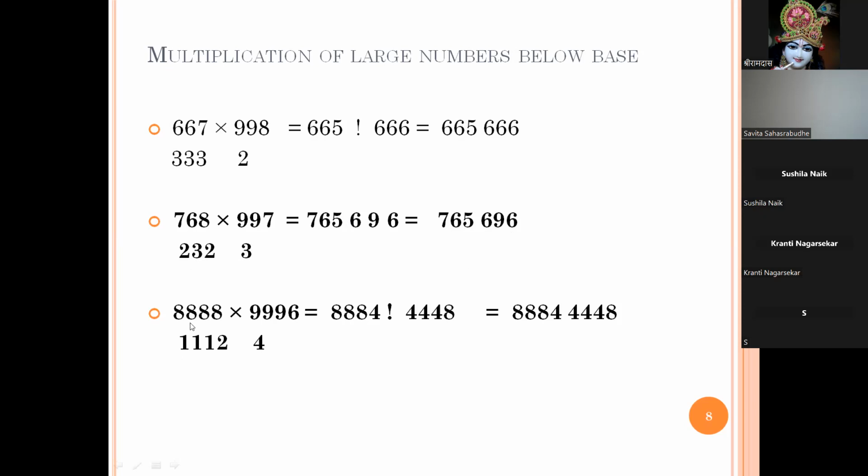Now triple 8 and a 6, that is 8886, into 9996. What is the difference? 4. The difference for 8886: 9 minus 8 is 1, 9 minus 8 is 1, 9 minus 8 is 1, 10 minus 6 is 4. So 8886 minus 4 is 8882, and just multiply 4 into this difference. 4 into 1 is 4, 4 into 1 is 4, 4 into 1 is 4, 4 into 4 is 16. So the final answer is triple 8, 2 followed by 4444.